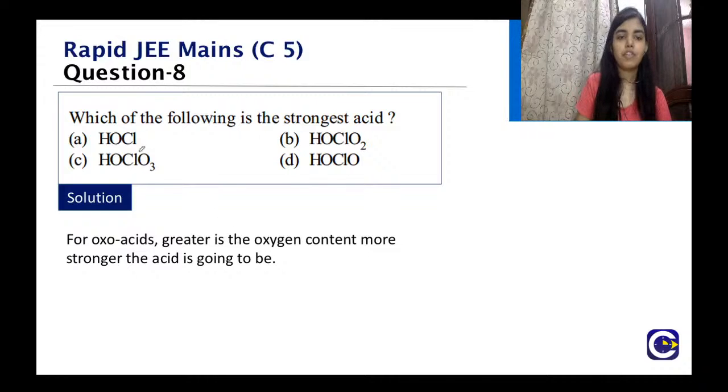Draw the structure of ClO3OH. It will be what? Cl, OH and then double bond O, double bond O, double bond O.